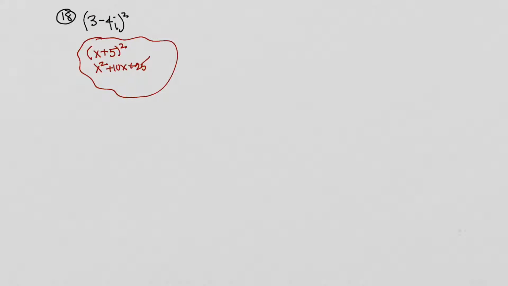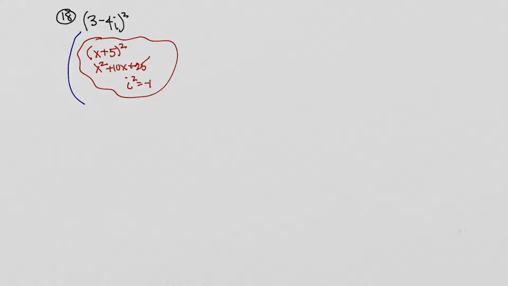And what we're going to keep in mind now is a couple of things here. We're going to keep in mind that i squared is -1. So when I see an i squared, I'm going to think -1, and -1 times anything just changes that thing's sign. So let's see where we go with this.